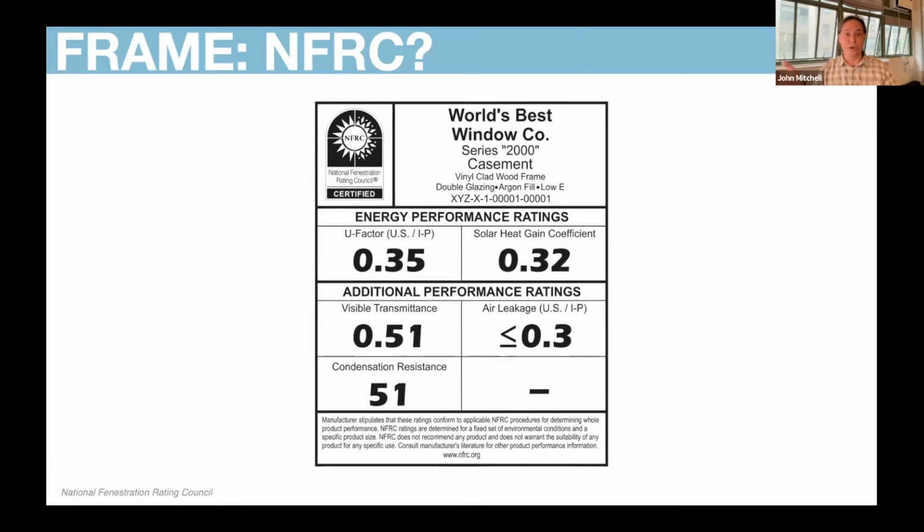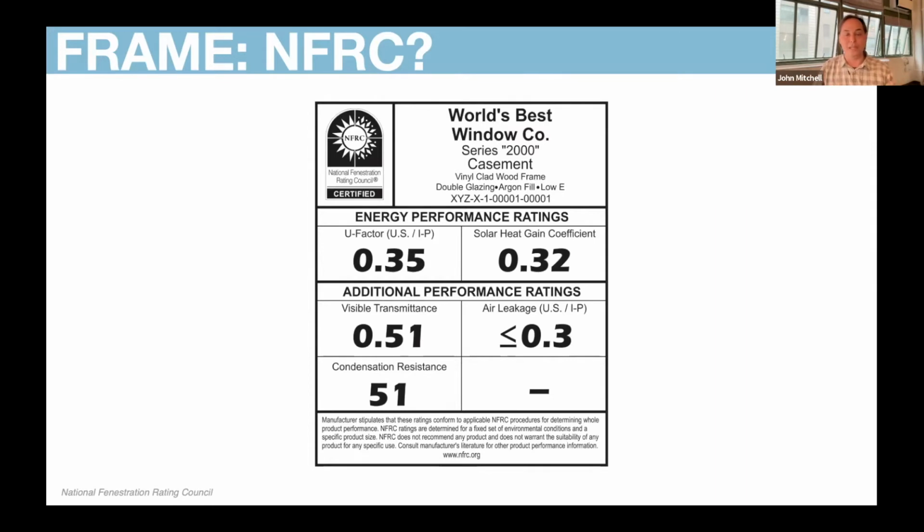We know that a larger window will perform differently than a small window because the frame and the glass have different performance characteristics. And the solar heat gain coefficient is going to be different for a larger window and a smaller window because we have more frame, less glass, etc. So this is necessary and sufficient for code compliance. It's neither one for passive house compliance.